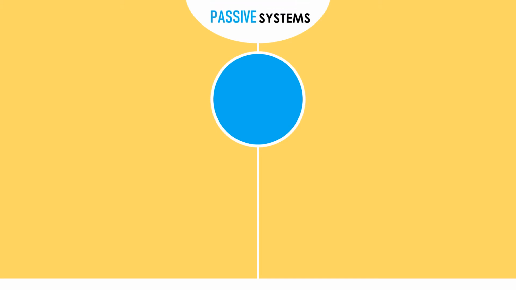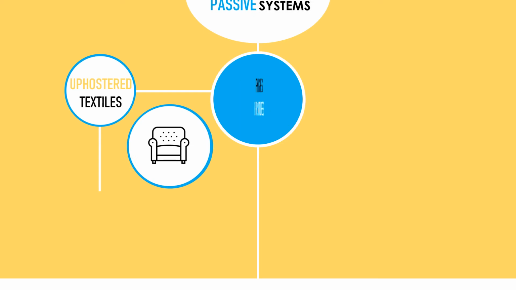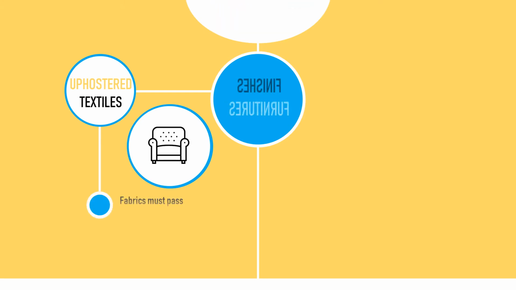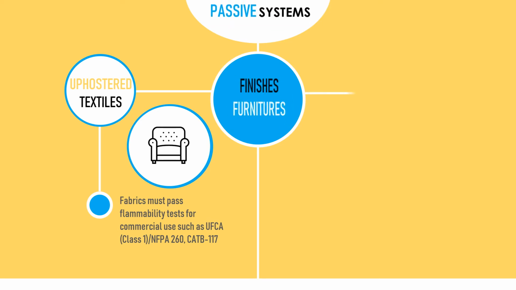Next in passive systems, we have finishes and furniture. Today we are going to talk about textiles. First is upholstered textiles. In commercial use, upholstered textiles have to pass flammability tests such as UFAC, grading class 1, NFPA 260, and CAL TB 117 for California. It is the same concept for finishes like wall coverings.